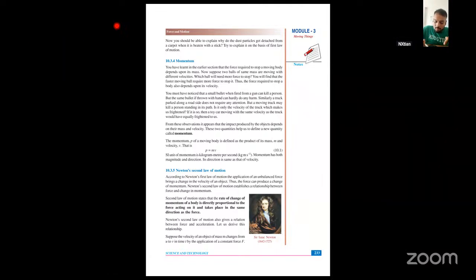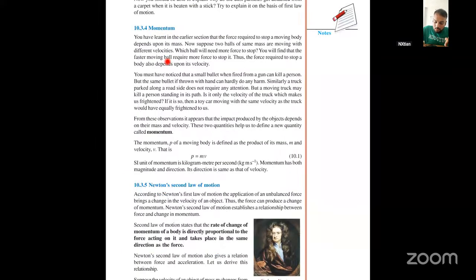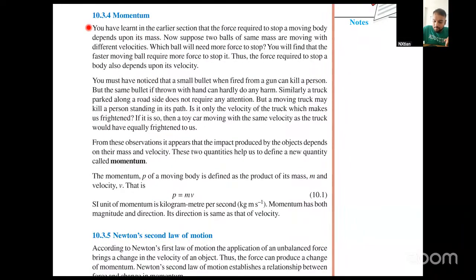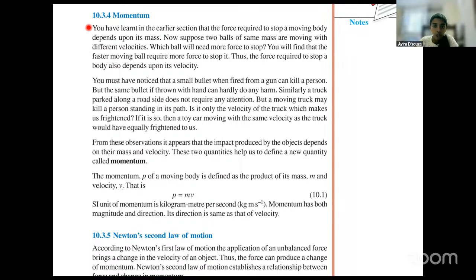So this is all about momentum. I request Ira to read this, please. Momentum. You have learned in the earlier section that the force required to stop a moving body depends upon its mass. Now suppose two balls of the same mass are moving with different velocities. Which ball will need more force to stop? You will find that the faster moving ball will require more force to stop it. Thus, the force required to stop a body also depends on its velocity.